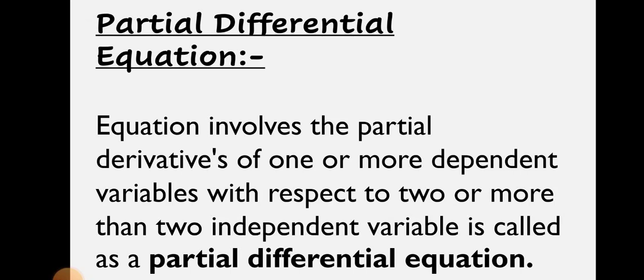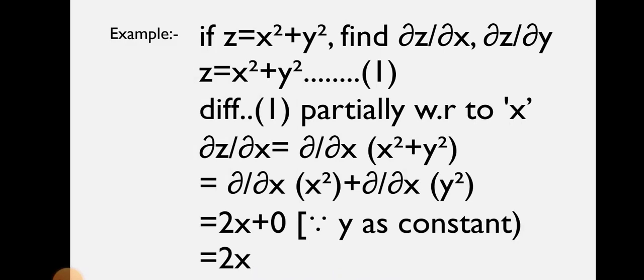Now we discuss the partial differential equation. If an equation involves the partial derivatives of one or more dependent variables with respect to two or more independent variables, it is called a partial differential equation. Now let's take an example of partial differential equation. If z = x^2 + y^2, find ∂z/∂x and ∂z/∂y. Partial differential equation is represented by del, and ordinary differential equation is represented by d.